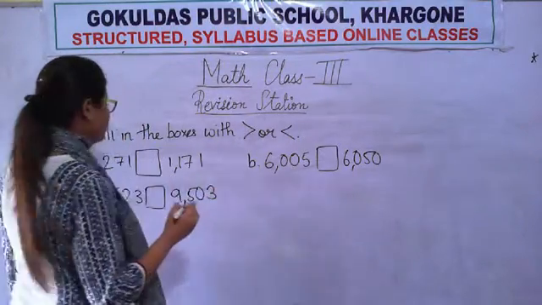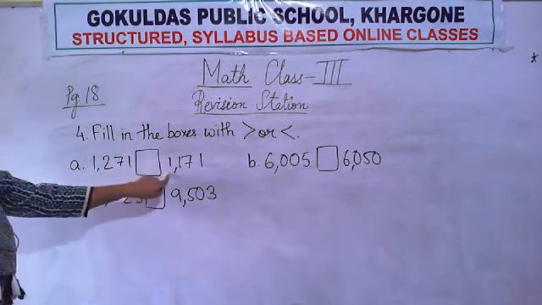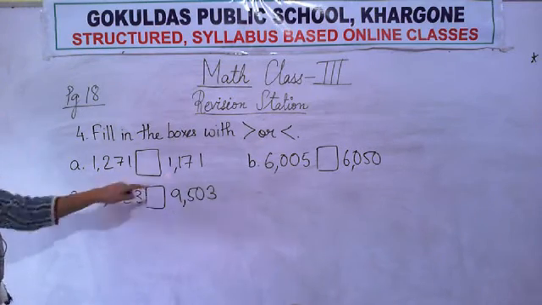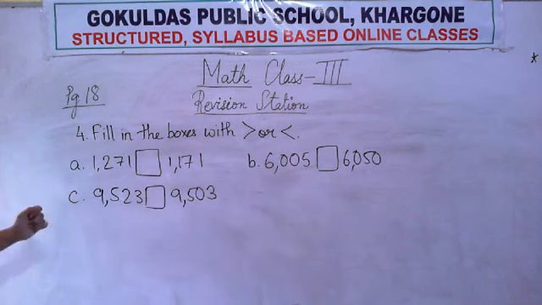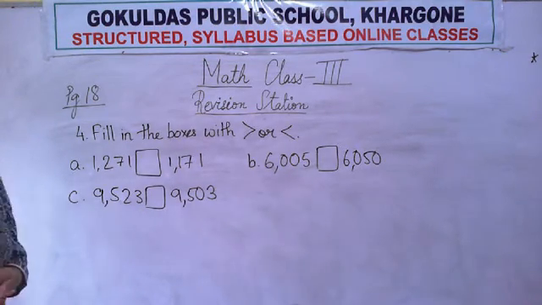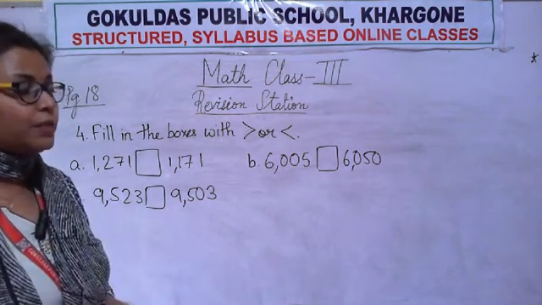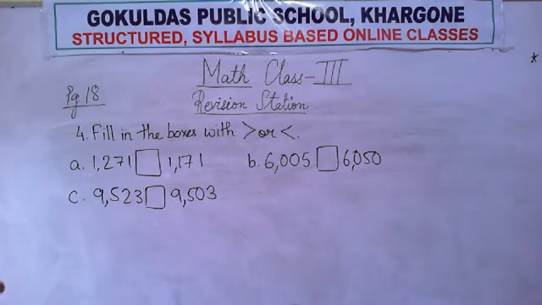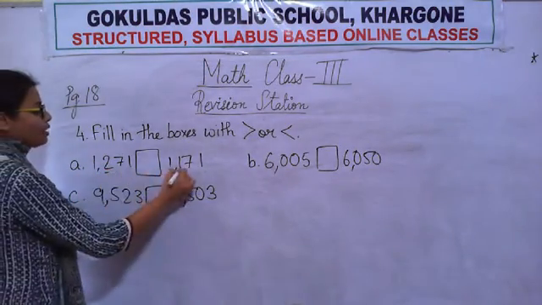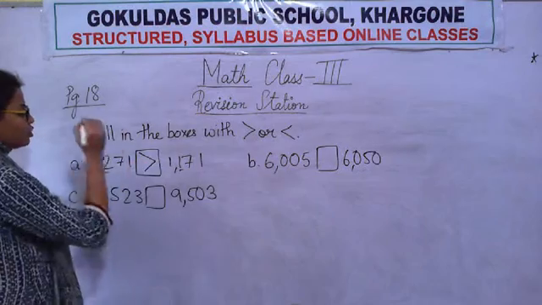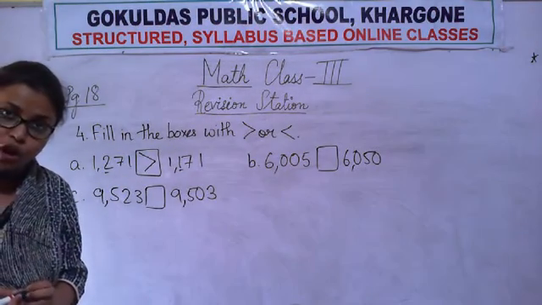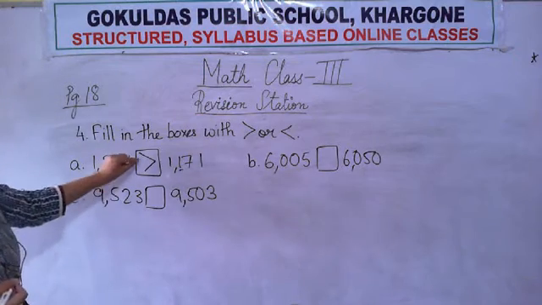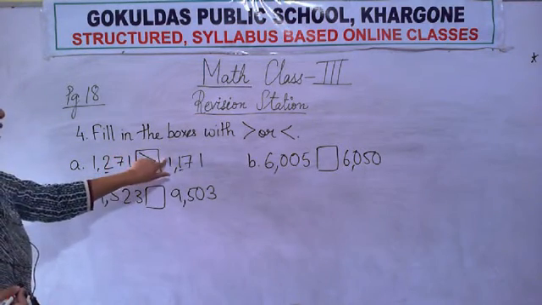Okay. Now this is 1000, this is 1000. Both in the thousands place we are having the same number. So what we will do, we will move to the hundreds place. Which number is greater, 2 or 1? 2 is greater. So 1271 is greater. I told you always that the bigger number is inside the crocodile's mouth and the smaller number is outside the crocodile's mouth.